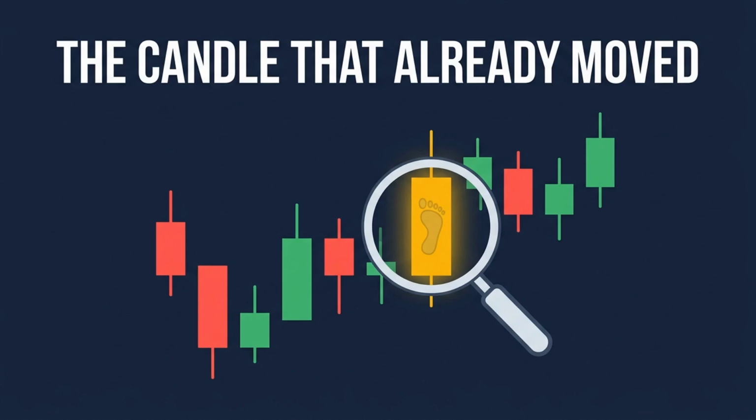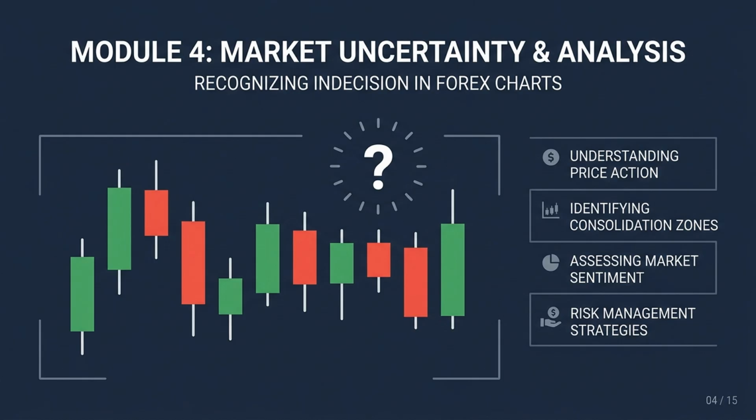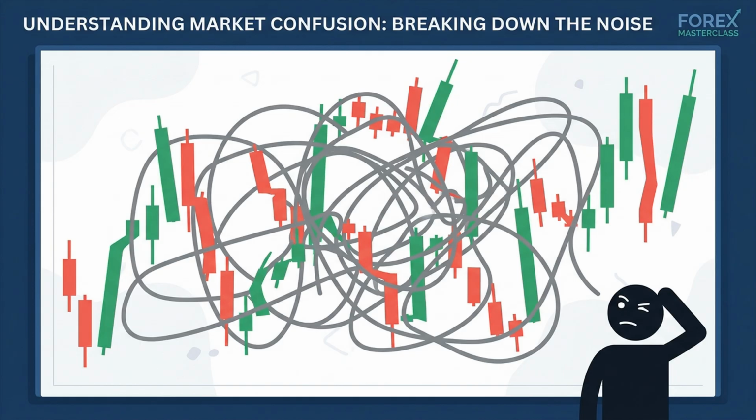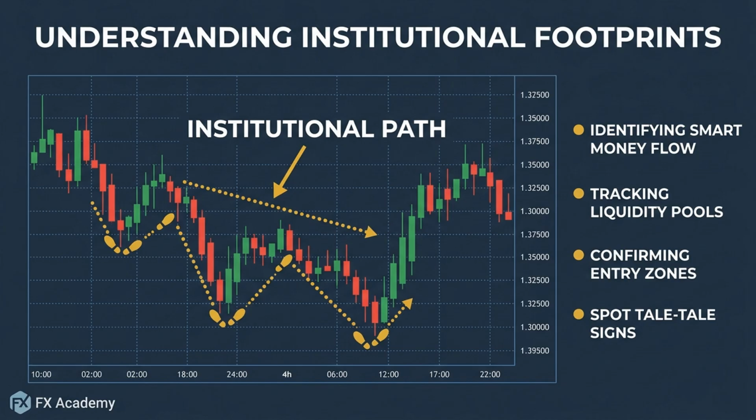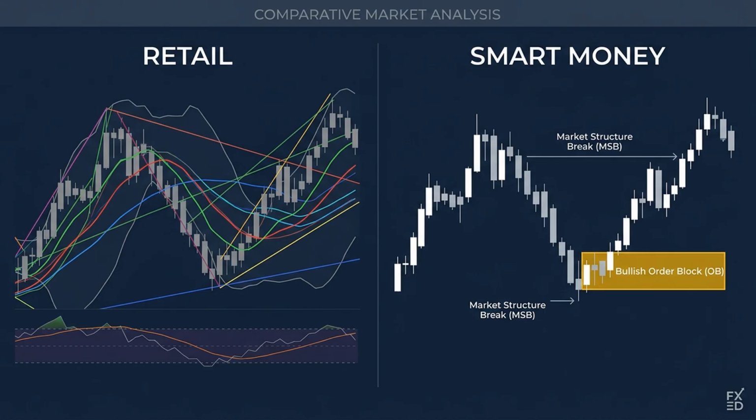There is a candle on your chart right now that the bank already traded through. You just don't know which one. Most retail traders stare at price and see noise. Institutions look at the exact same chart and see a paper trail. That difference is the entire game.